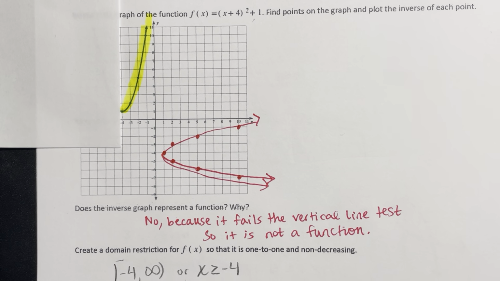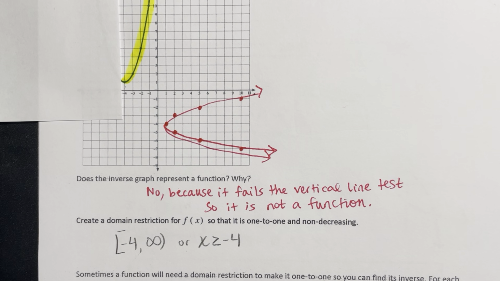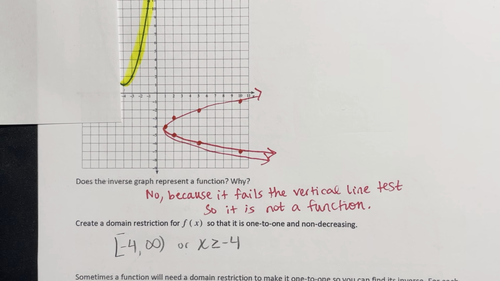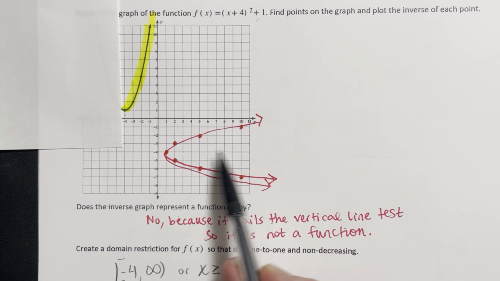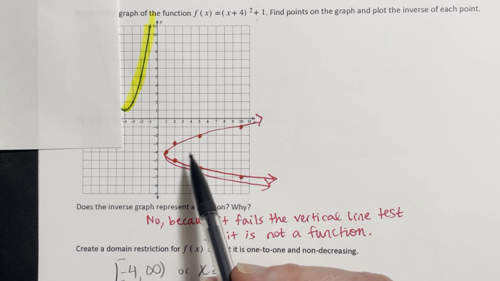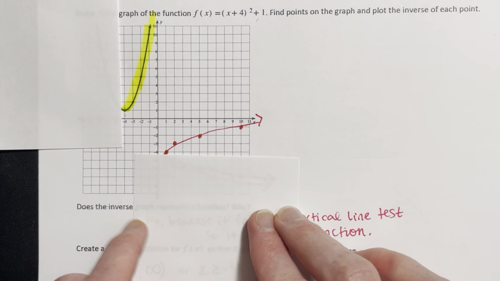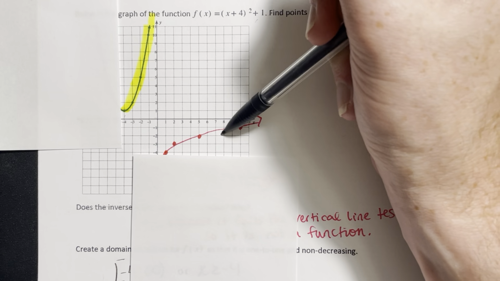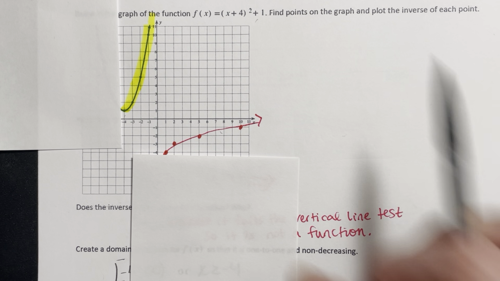So whichever way we need to write it, -4 to infinity or x is greater than or equal to -4, that has an inverse. And if we were looking at the inverse, it would be the top part of this parabola. Top part of the sideways parabola. So let me cover up the bottom half. These two sections are inverses of each other. So a quadratic function can have an inverse. We just have to create a domain restriction first, and then we can find its inverse.